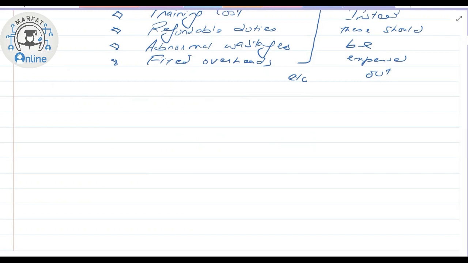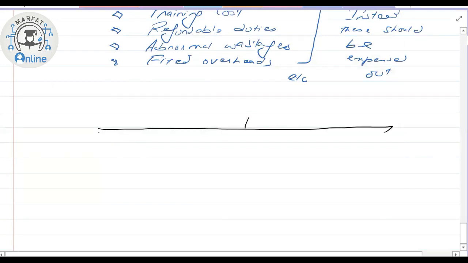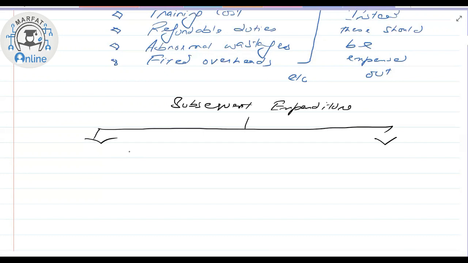Next thing in the standard is subsequent expenditure. Now, subsequent expenditure means the amount which you are spending after the initial expenditure. What should be the treatment of the subsequent expenditure? Like the amount you initially spent, which is the cost of purchase plus any cost to bring the asset in the working condition. Now you have the subsequent expenditure.